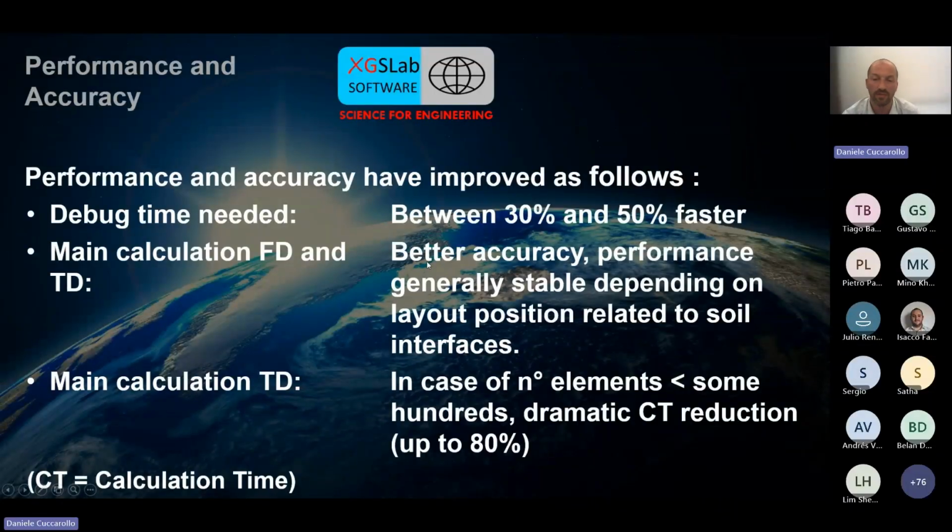About the main calculation, both in FD and in TD, we can say, generally speaking, that for sure we have better accuracy. This is due to the fact that we have taken away a property that I'm not going to spend time to describe, but it was included in the settings. Now we have made it more adaptive, self-adaptive, considering the position of the layout related to the soil interface. So we have a better accuracy.